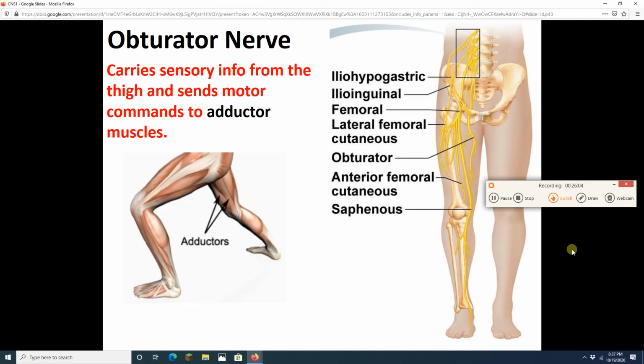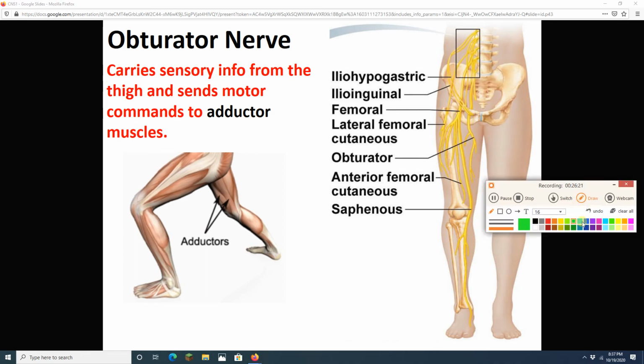All right, obturator nerve. We said earlier it comes through that obturator foramen and goes to that medial thigh. All right, sensory info from the thigh, that makes sense. Plus motor commands to adductor muscles. Okay, let's say there was a guy. There he is. He's standing on one leg. He is incredibly flexible too.